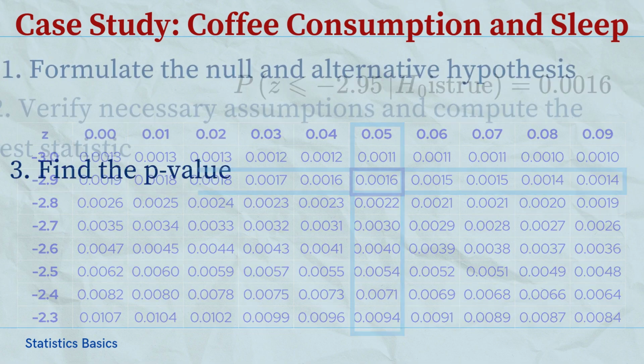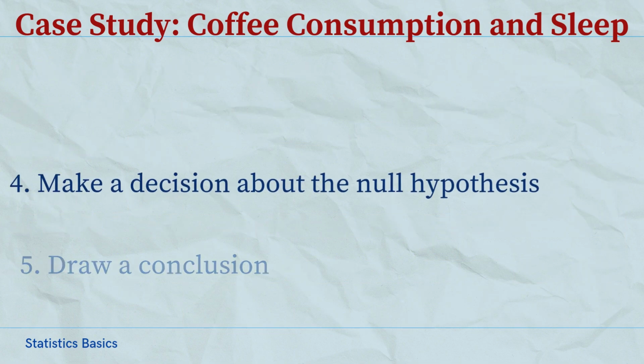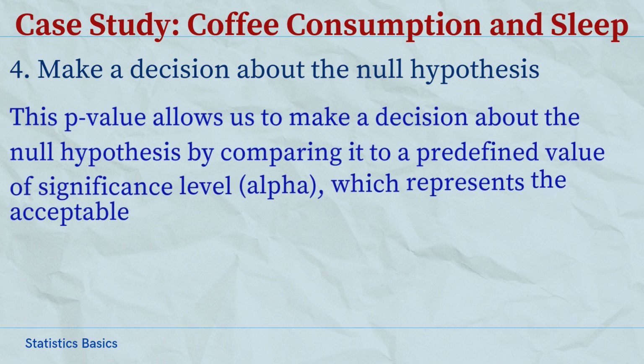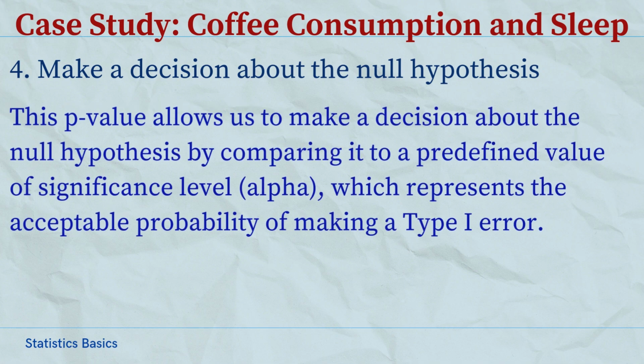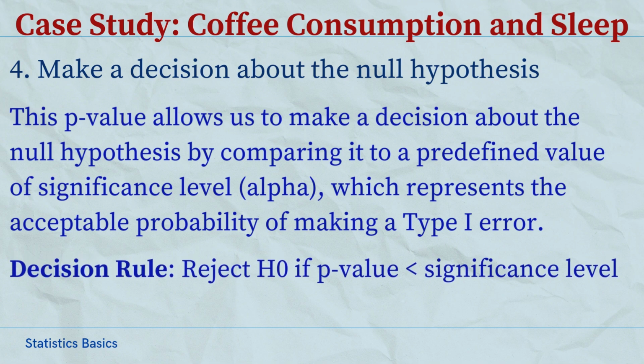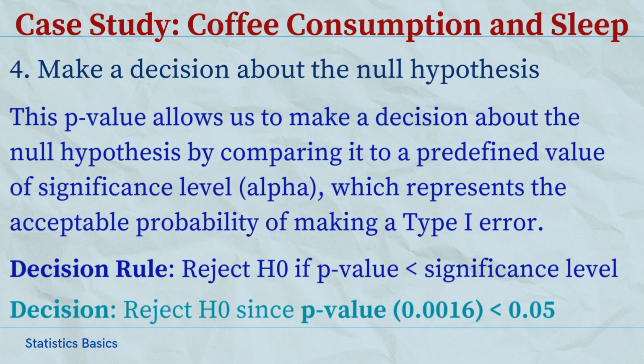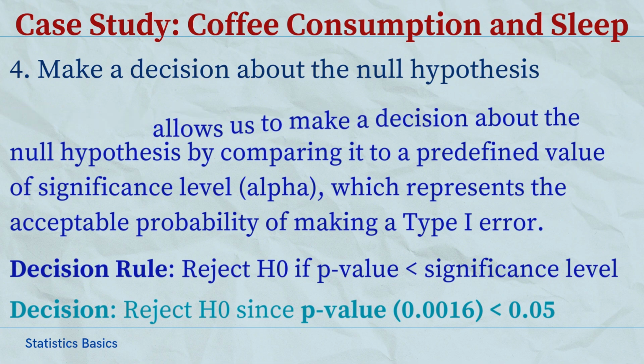0.0016. This p-value allows us to make a decision about the null hypothesis by comparing it to a predefined value of significance level, which represents the acceptable probability of making a type 1 error. If the p-value is less than alpha, we reject the null hypothesis. Assuming the owner sets a significance level of 0.05, our p-value of 0.0016 is less than this threshold, leading us to reject the null hypothesis.